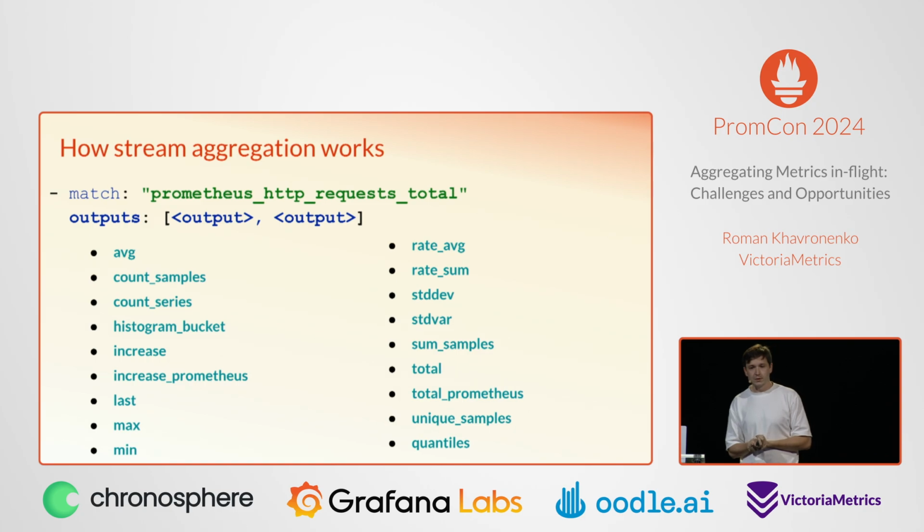The outputs support multiple aggregations. You can specify multiple aggregation outputs per one matcher. And here we support the classical stuff like min, max, average, count samples, count series. We also support rate, deviations, etc. In our documentation, you can find examples of how each of these outputs can be translated to a typical PromQL or MetricsQL query.